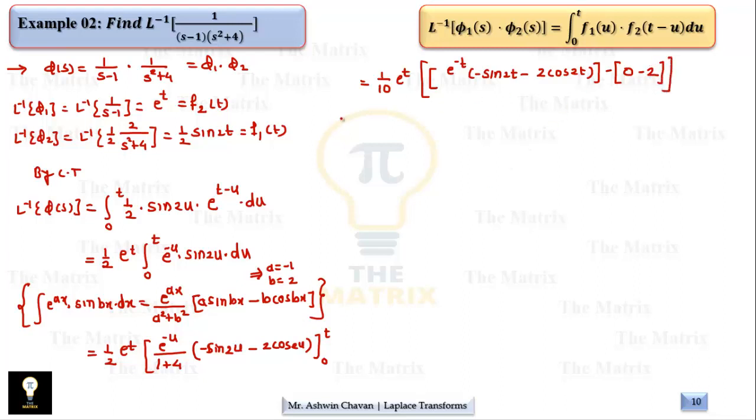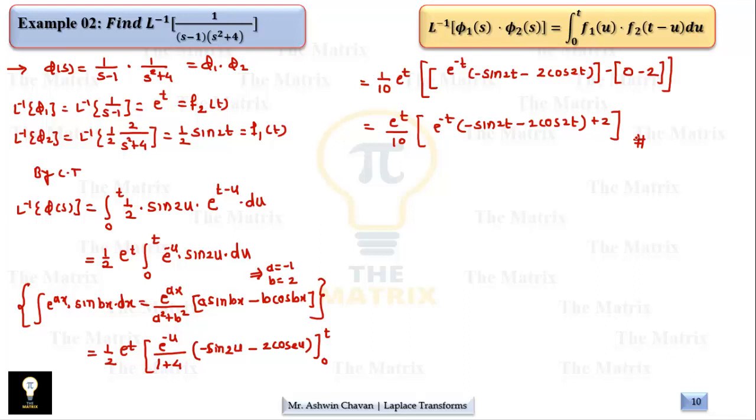Okay, now let's simplify this. This is e raised to t upon 10 in bracket. We have e raised to minus t minus sine 2t minus 2 cos 2t, plus 2, and this is the answer. So you can easily find out the inverse Laplace of a product of two functions as a function of t.